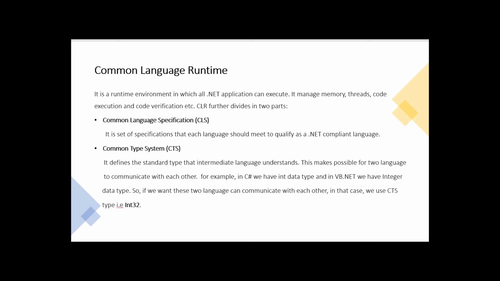Now we have the major components in the .NET framework. There are two components: common language runtime and framework class library. So what is common language runtime? It is a runtime environment in which all the .NET applications can execute. It manages memory, threads, code execution, code verification, etc. CLR is further divided into two parts: common language specification and common type system.